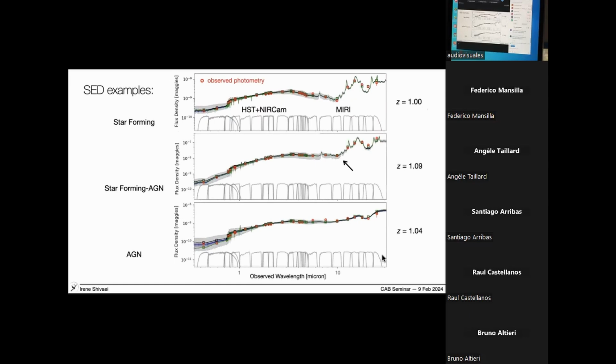So all of these are at the same redshift, but they range from top to bottom, from a star-forming dominated galaxy to an AGN dominated galaxy. And as you can see, because AGN has a hot dust component, it has a very power law shaped dust emission in the mid-infrared, which is completely different from the PAH emission that is coming from star formation.